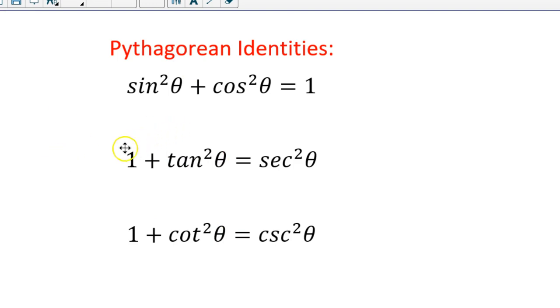So in the next video, I'll show you how to make use of these trigonometric identities to solve some problems.